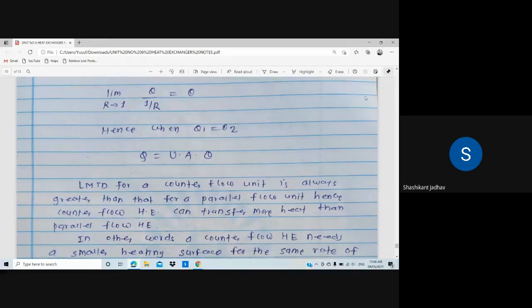सगळ्यांनी लिहिले का. Hence the counter flow heat exchanger can transfer more heat than parallel flow heat exchanger.